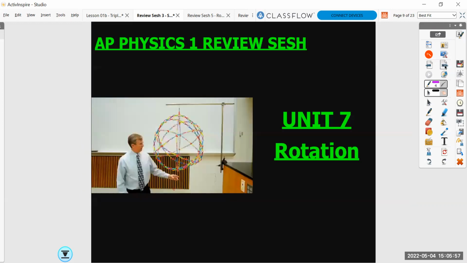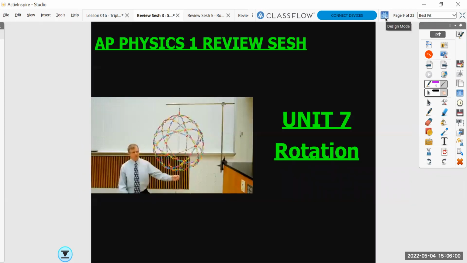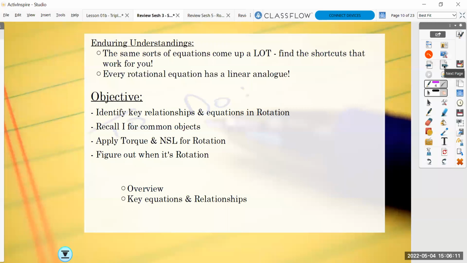Let's talk about the very last thing here, which is rotation. This is our last unit, and I think, because of its newness and the pace at which we went through it, the most perplexing. The big message with rotation is that every single rotational equation has a linear one that it's more or less exactly the same as. There are a few exceptions, but every rotational equation has a linear analog. So we're going to identify some of those key equations and relationships, look at the moments of inertia, or rotational inertias, for some common objects, look at torque in Newton's second law, and then ask, when is it rotation?